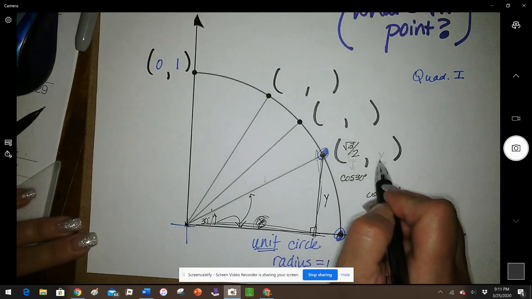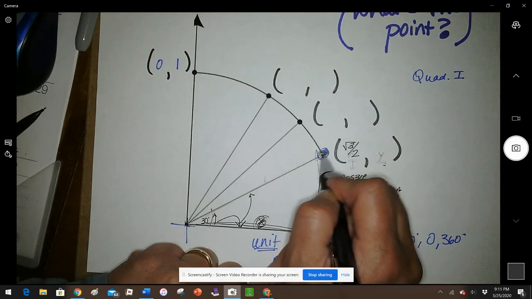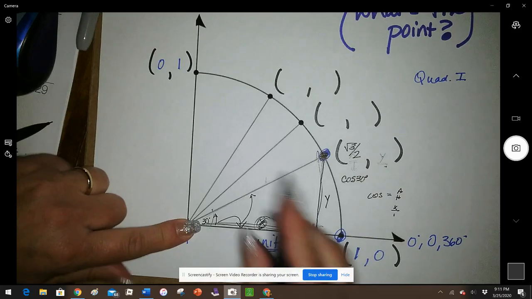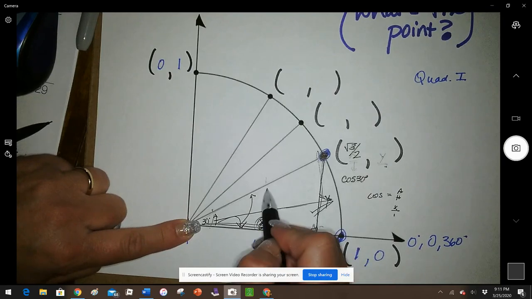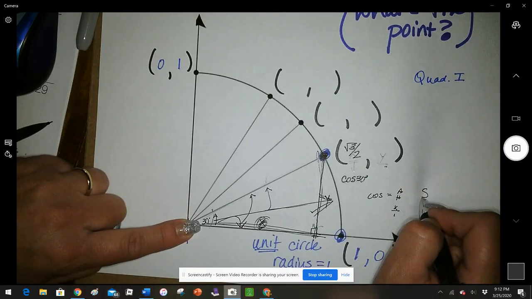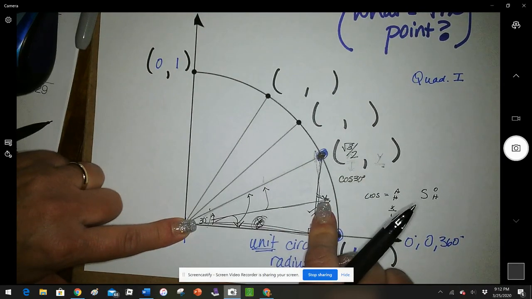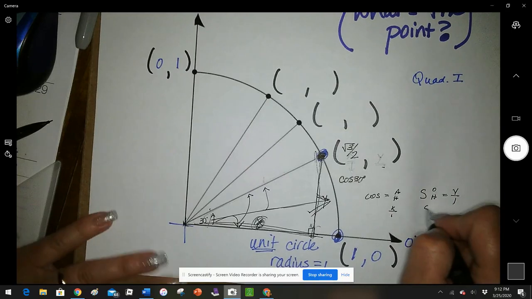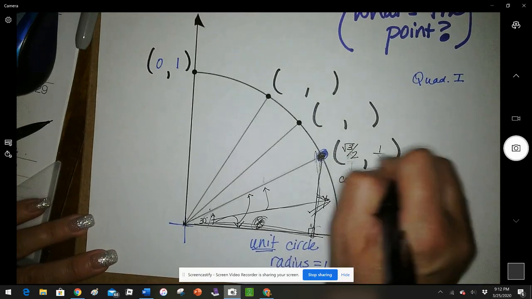If we wanted to figure out what the y number is, or what this height is, what is this coordinate point, how tall is this, then from my 30 degrees I'm going to do the sine. So I'm going to be doing the opposite over hypotenuse. Remember, the sine is opposite over hypotenuse, and the opposite length is going to be the y over 1. If you take a look at your chart, the sine of 30 degrees is going to be 1/2.